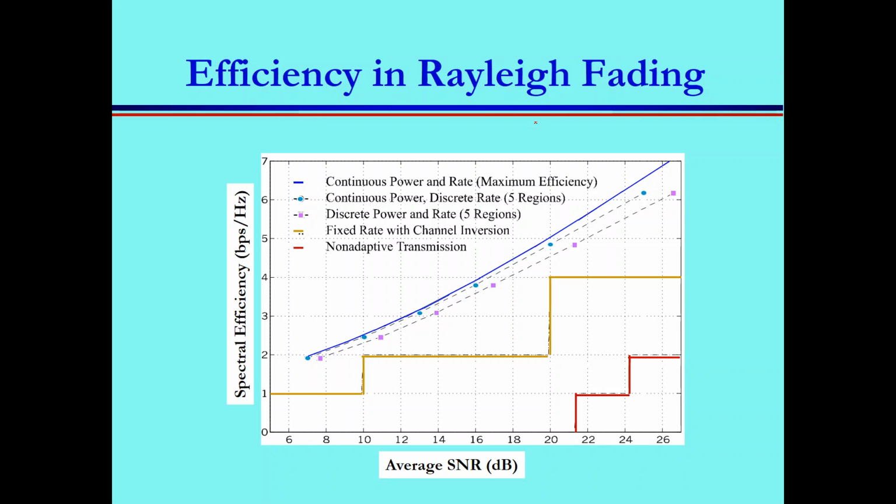Continuous power, what does continuous power mean? You are allowed to use any power value. So it's continuous, not discrete. For the case when you have continuous power and continuous rate, you get maximum efficiency, but this is not practical, which is this curve. This is not practical, unfortunately.